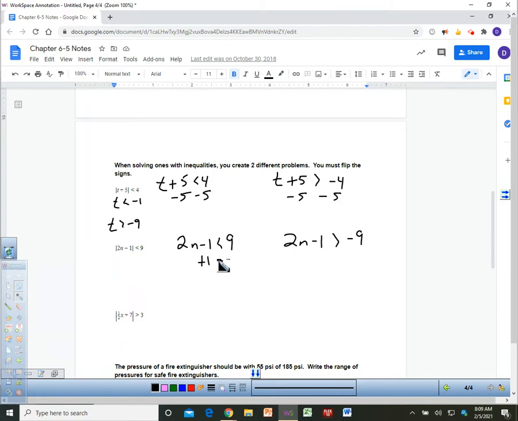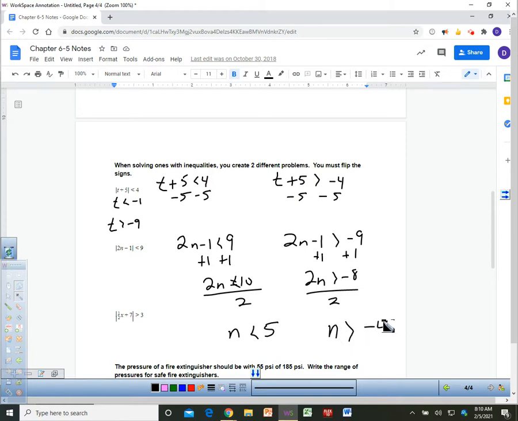So step 1, you add 1. So now you have 2n equals 10. Or sorry, not equals, it's less than 10. 2n is greater than -8. Divide both those by 2. So n is going to be less than 5. n is going to be greater than -4.